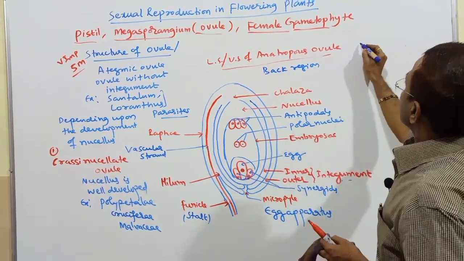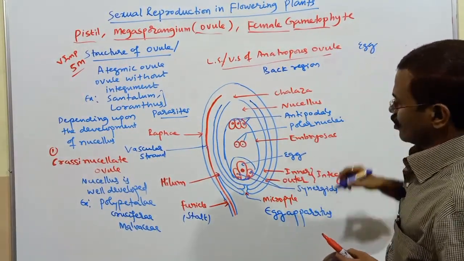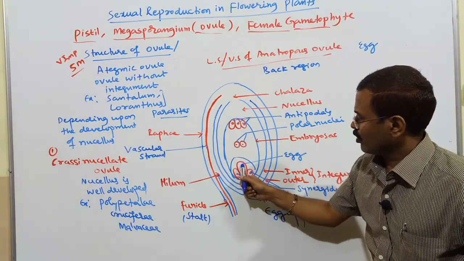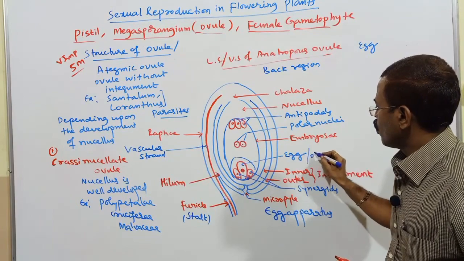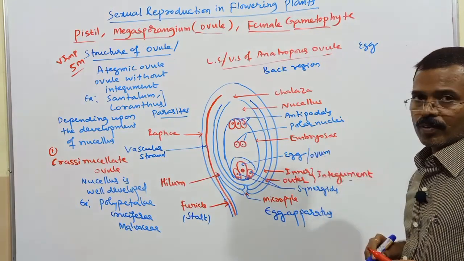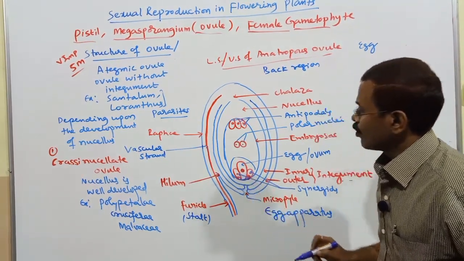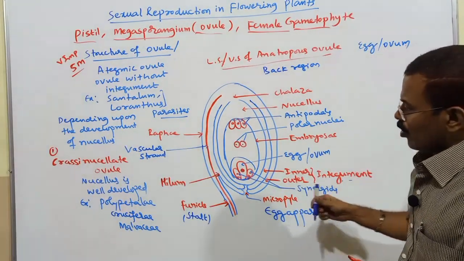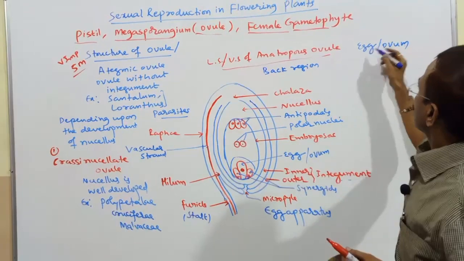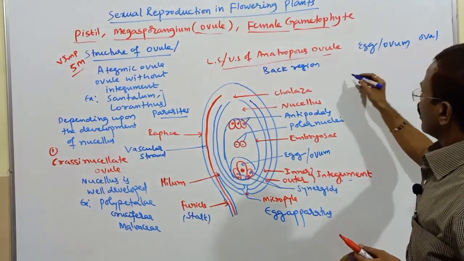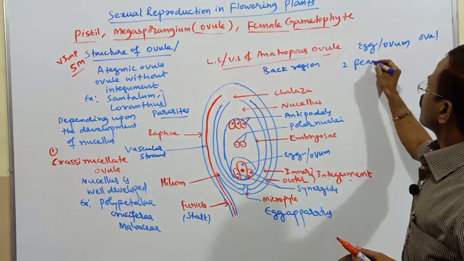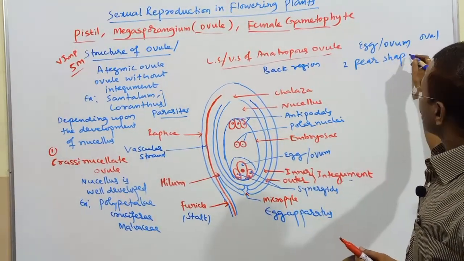In the center, it has a large oval-shaped egg or ovum. On either side, there are two pear-shaped cells.